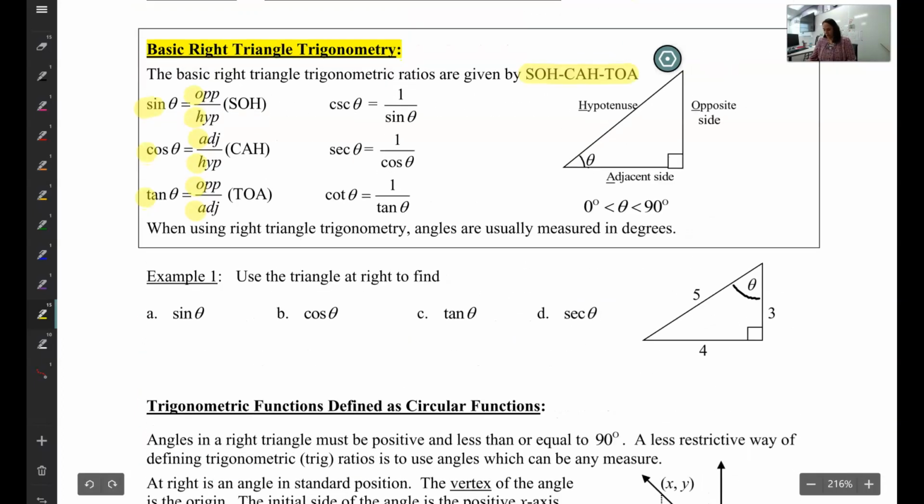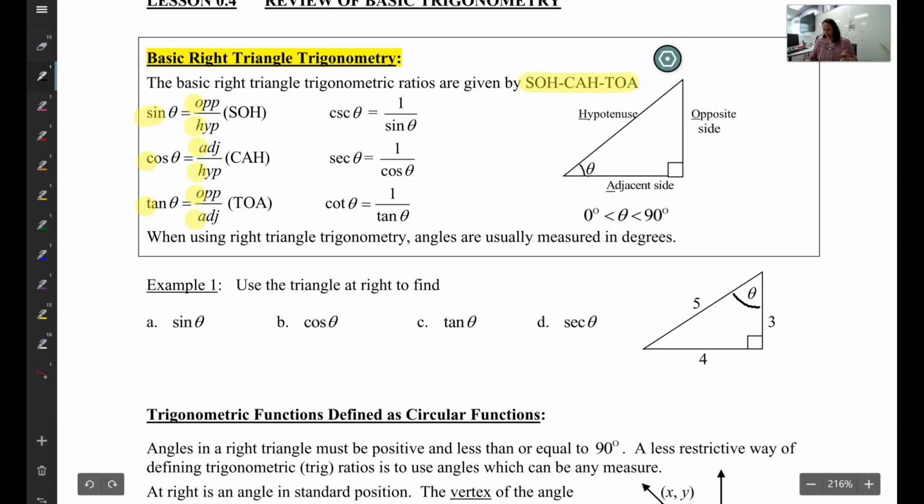Let's go up and talk about some examples with our right triangles. So sine is opposite over hypotenuse, so if I look at my example over here, the opposite side is 4, the hypotenuse is 5, and that's it, we're done. Cosine, the adjacent side is 3, the hypotenuse side is 5. That's it, we're done. Tangent is opposite, which would be 4, over adjacent, which is 3.